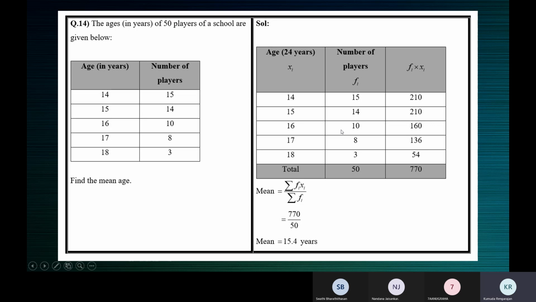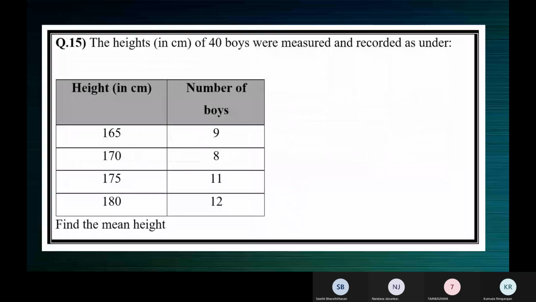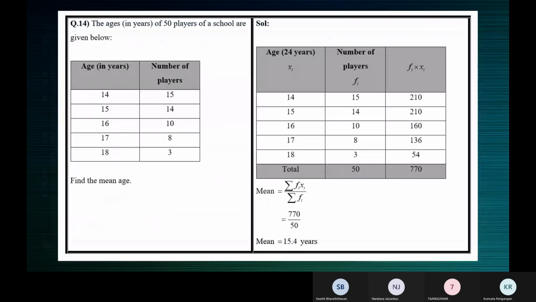Nandana, I think you were a little careless while adding the values. Take care. Yes, ma'am. Okay. So this will be your homework, children. Take a screenshot of this answer. You've completed it. Either you check it from the screen or you take a picture. Ma'am, I checked it and corrected, ma'am.